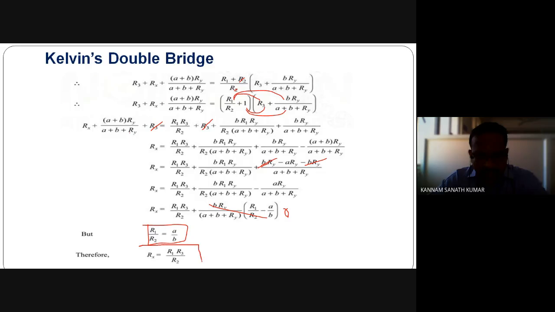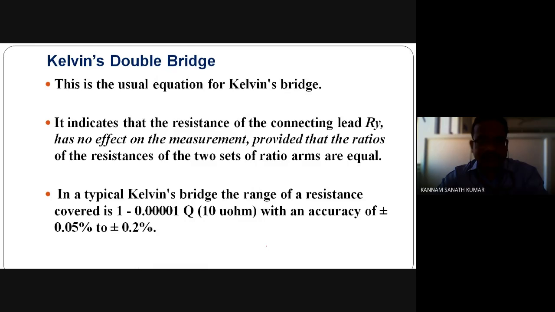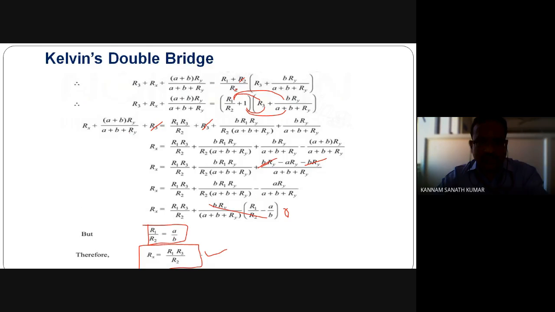So in the double bridge also, you are getting Rx equal to R1 R3 by R2. In the previous condition, you got the same relation, and in the double bridge also you got the same relation. So Rx equals R1 R3 by R2. This is the usual equation for the Kelvin bridge.